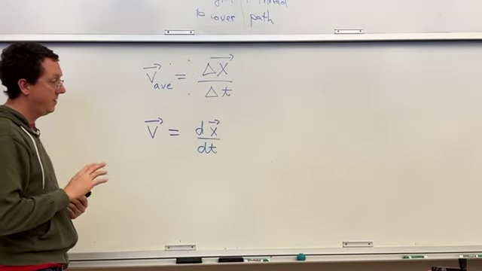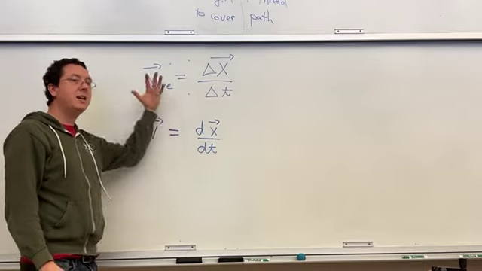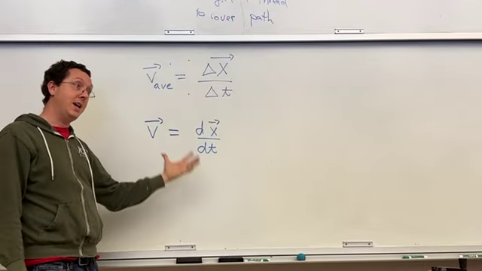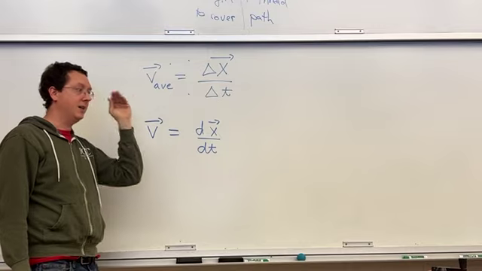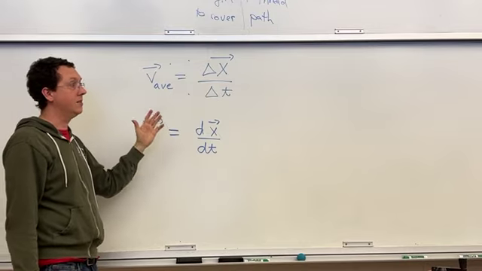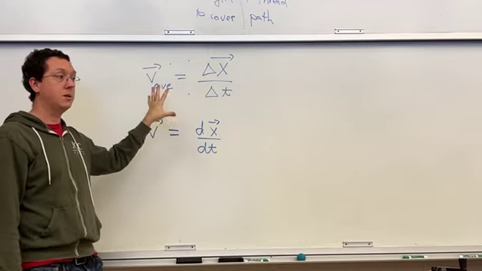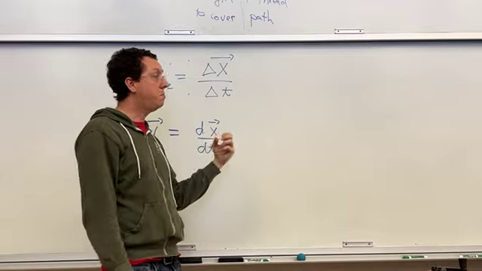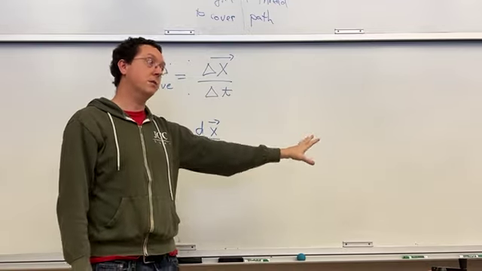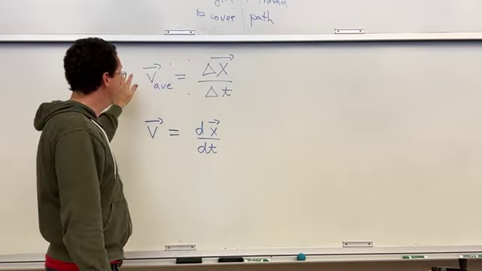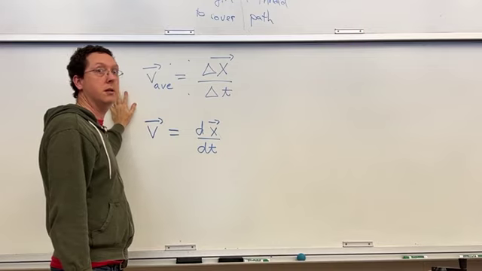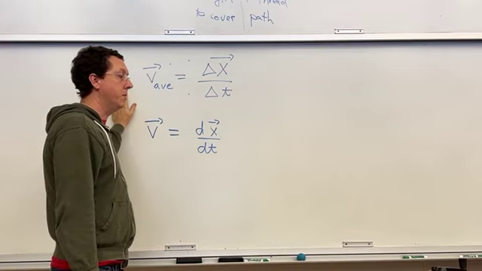Speed is connected to velocity, but it's not the same. In fact, it's very analogous to the difference between displacement and distance. Speed is going to be a scalar quantity. Velocity is a vector quantity. We will use the vector quantities much more often than the scalar ones.